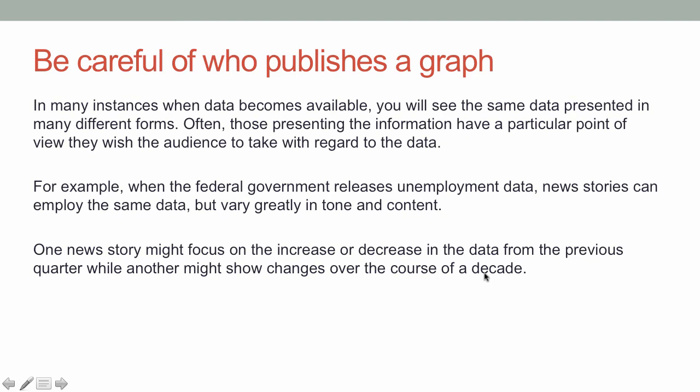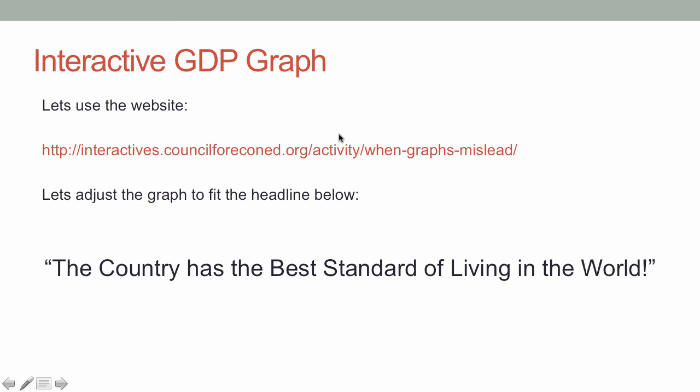Let's play around with that idea a little bit. We're going to take the GDP of the US. So we've got a graph website we're going to load up here, and we're going to take the data in the graph and make it fit this headline. We're going to say the country has the best standard of living in the world. So we need to generate our data and make a graph that seems to fit that. Let's go look at this website and try and make a graph showing that title.